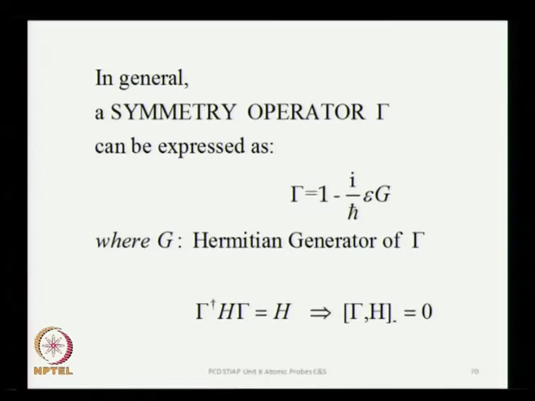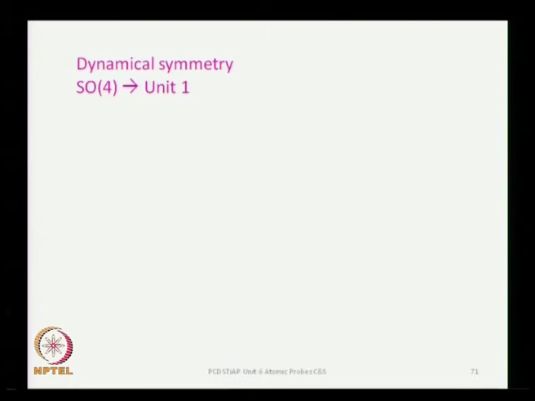Okay. So there are these parity selection rules which are of importance, but then there are many other symmetries, and typically a symmetry is an operator which you can write as 1 minus i over h cross epsilon G, where G is a Hermitian generator of the symmetry gamma. Okay, that is the typical interpretation of a symmetry operation, because it gives you an operator which commutes with the Hamiltonian. So the Hamiltonian remains invariant under that operation. That is the idea of symmetry. Now, the dynamical symmetry we have discussed at length in unit 1.